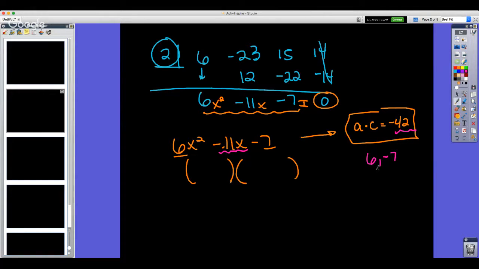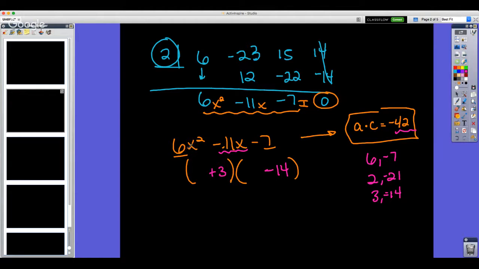That doesn't really work. I could do 21 and 2, but that doesn't really work. Let's see, I could do 3 and 14. Ooh, that might work. That might be good. So remember, both of these multiply to equal negative 42, but when added, get me negative 11. So I'm going to have negative 14 and positive 3.